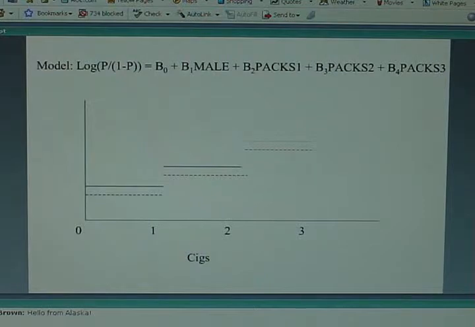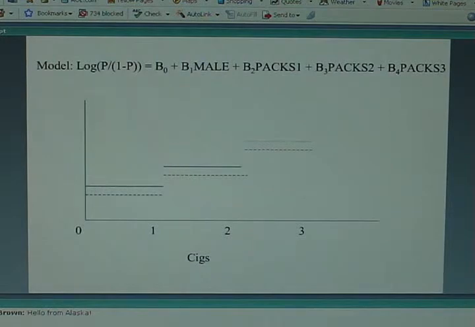Regardless whether she's smoking 1 cigarette, 10 cigarettes, or 19 cigarettes. But if you smoke 2 packs a day, the risk changes because now you're no longer packs 1, you're now packs 2 is equal to 1. Packs 1 and packs 3 are both equal to 0. So now a male and a female have a different level for their risk of disease, a different level for their log odds. And likewise, if you're a 3-pack-a-day smoker.